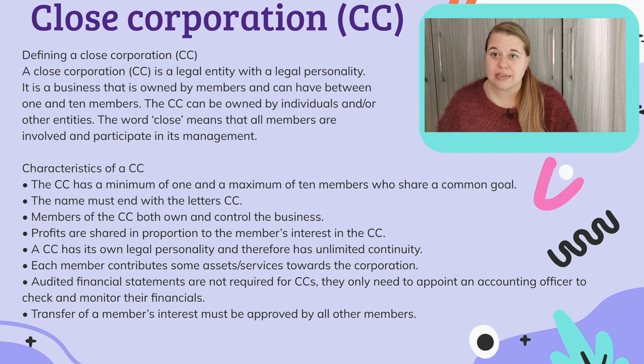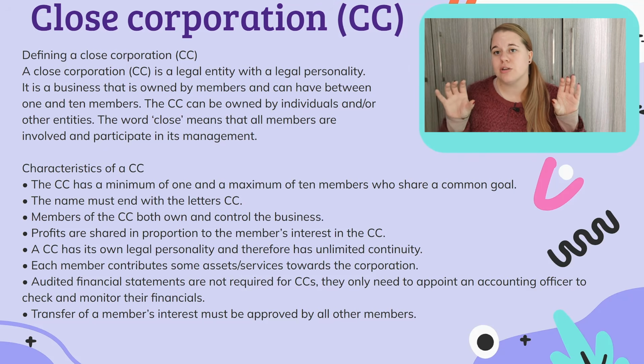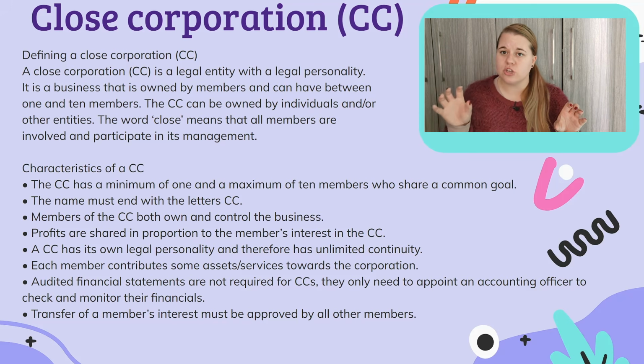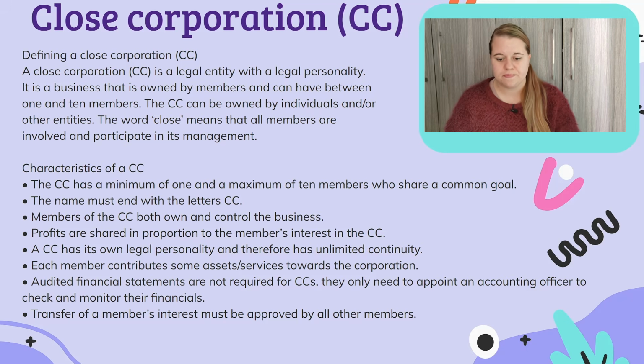Now we're looking at a closed corporation, CC. Okay, so definition. A closed corporation, a CC, is a legal entity with legal personality, meaning you and the business are separate. Not like the example of the other two. So you and the business are seen as separate. If the business is struggling, it doesn't impact you, your personal life, and your personal possessions.